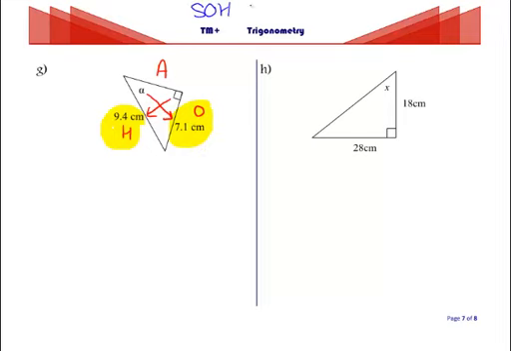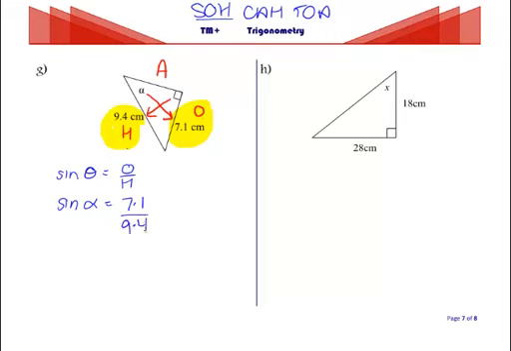Again, we're dealing with SOHCAHTOA. Put it on your page if you need to. O and H. O and H is sine. So I go sine theta equals O over H. Sine, in this case, it's alpha. My opposite is 7.1. My hypotenuse is 9.4. To get alpha on its own, take the sine across and it becomes inverse sine, 7.1 over 9.4. Plug that on your calculator and you get approximately 49.1 degrees.